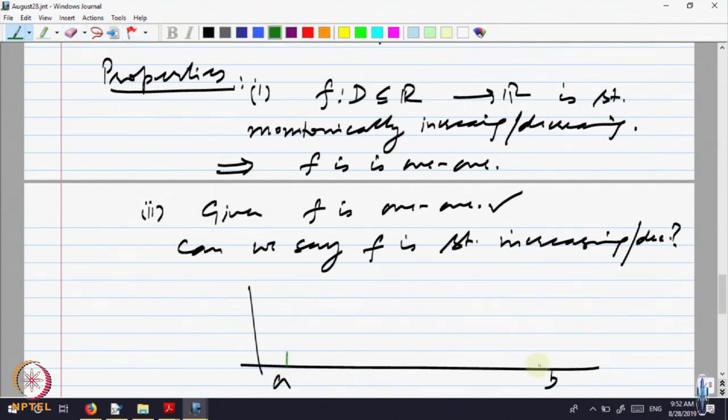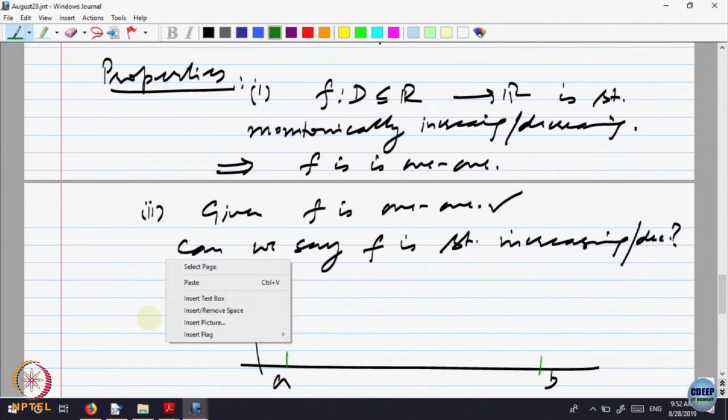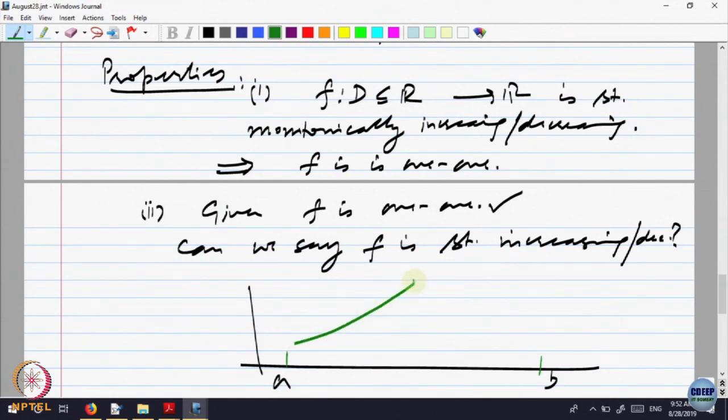So, this is the point A and this is the point B. I start here and I keep on increasing. It is 1-1, but I want to break the property that it is increasing, while still keeping it 1-1. So, I cannot go from here, but I can go like this. It goes up to here and then it starts at this point. This is the point C. It goes up to here. On the left side A to C, it is monotonically increasing. On the right side, it is monotonically decreasing.